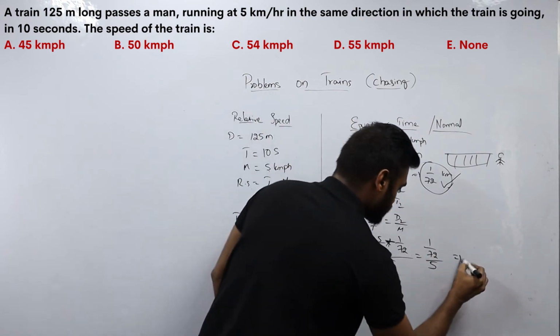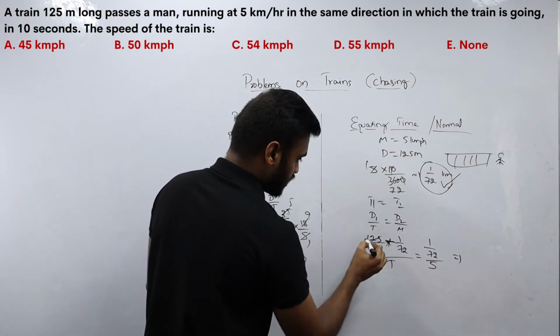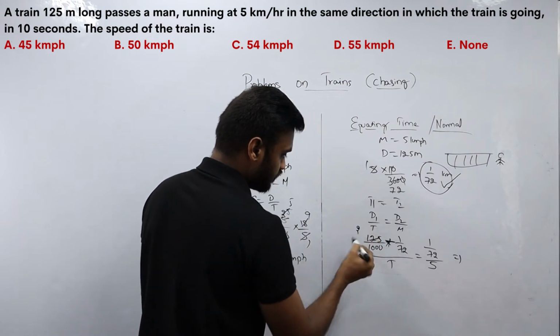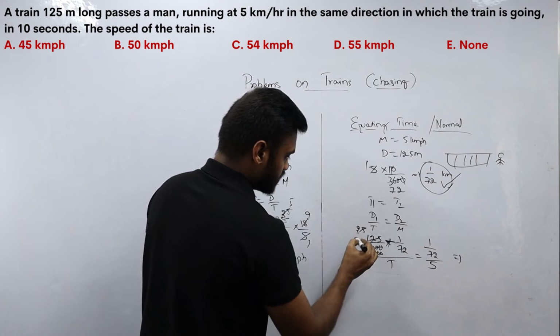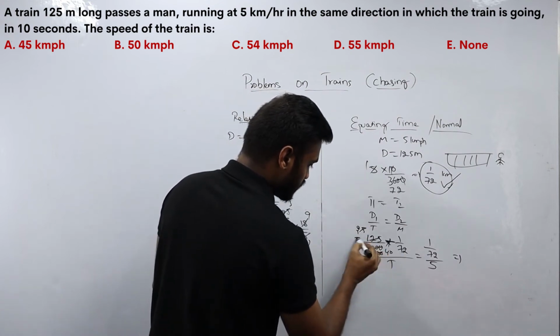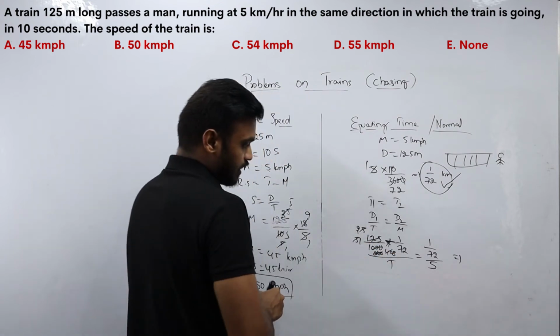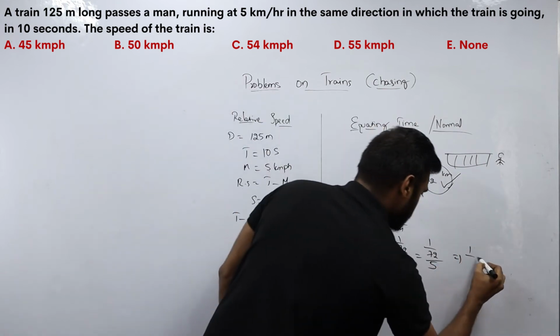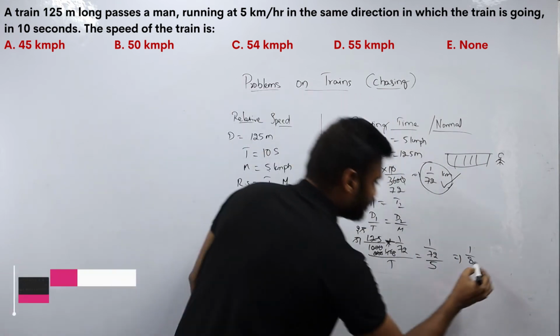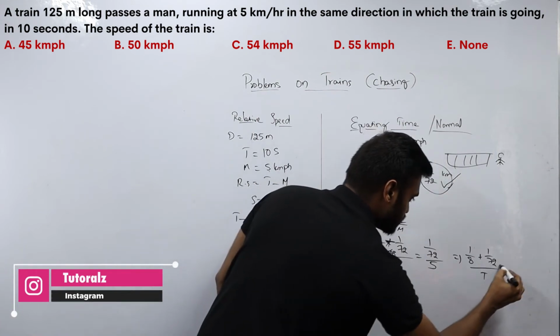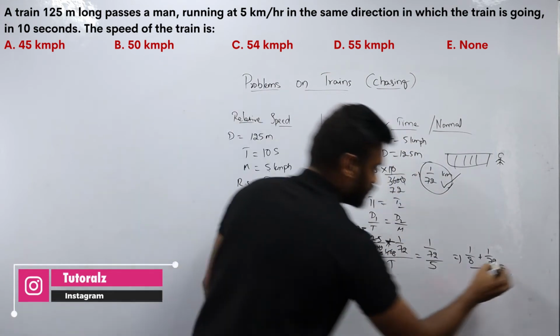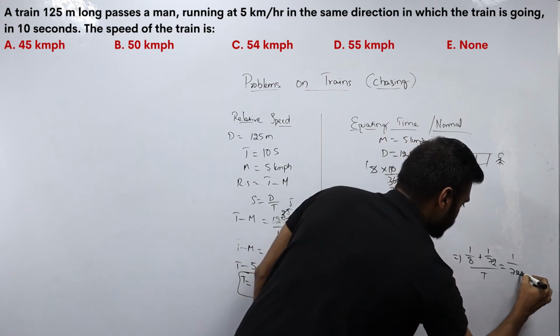Okay, so 5 4s are 20, 5 5s are 25, 5 2s are 10, and 5 1s are 5, 5 8s are 40. So we will get 125 by 1000, which is 1 by 8, plus 1 by 72, by the total speed of the train, equal to 1 by 72 into 5.